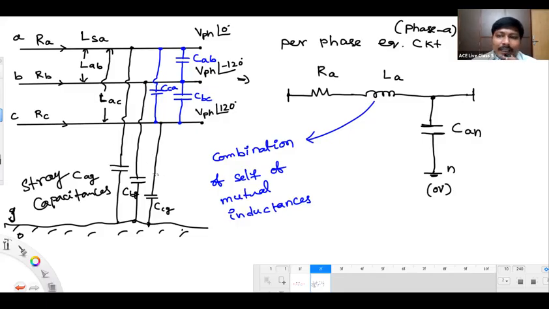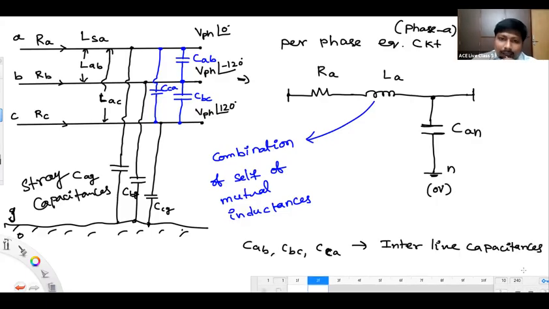Stray capacitances are neglected. We are considering only these capacitances: CAB, CBC, CCA, which are called interline capacitances, which are appreciably high. And this is a delta, you can see: A to B, B to C, C to A. If you convert that delta to star, we get the effective capacitance of conductor A to neutral. That we are keeping here.